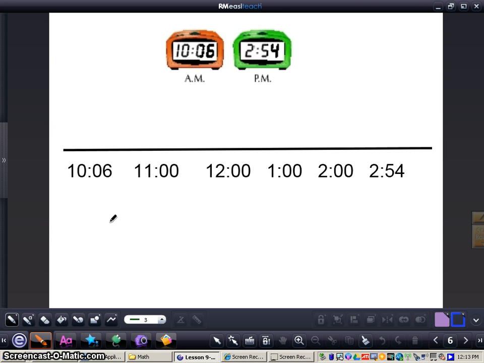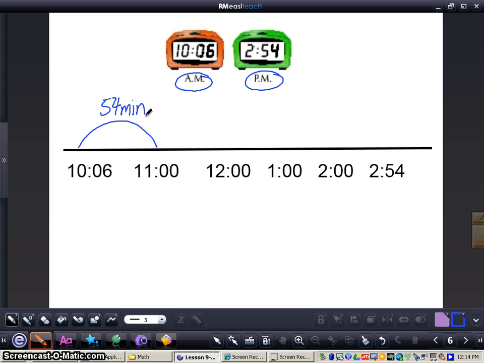Okay, so here's another problem. We're going from 10:06 a.m. all the way to 2:54 p.m. Okay, so I'm going to set up my timeline just like I have right here. I'm going from 10:06, and from there I'm going to have hour intervals all the way to 2:54. So 10:06 to 11 o'clock, the elapsed time there is 54 minutes.